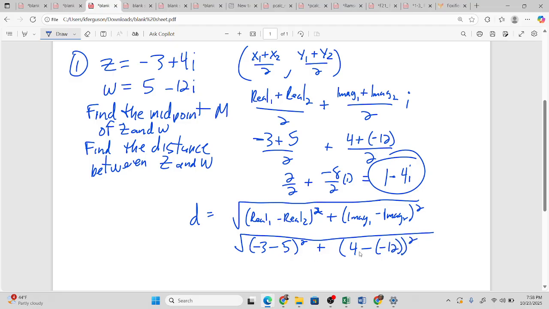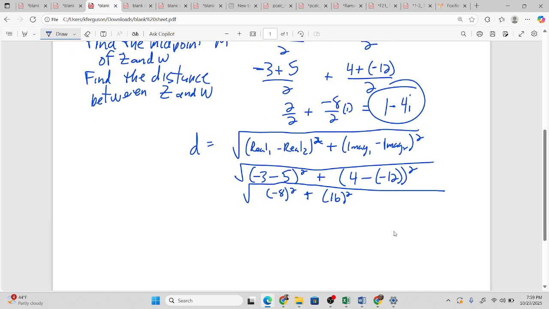It works the same if I reverse them. It would have been 5 minus a negative 3, which will give me a positive 8. Negative 8 or positive 8, honestly, it doesn't matter because the square gets rid of the negative. So I would have had negative 12 minus 4, which would have been negative 16. In this case, it's going to be positive 16 squared.